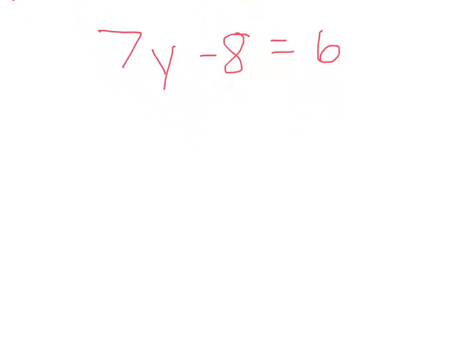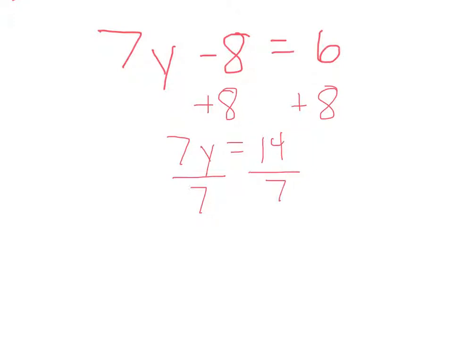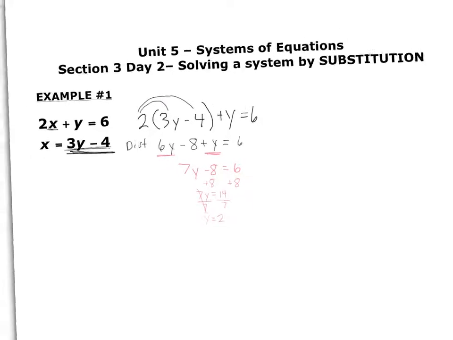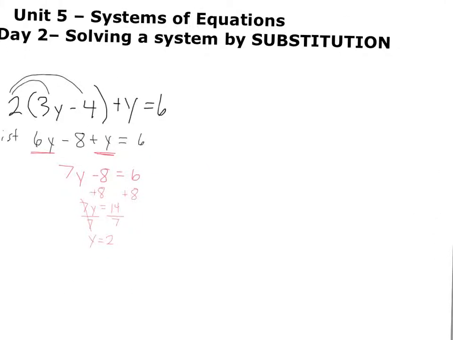Okay, so once you do those 2 steps, then you have to undo subtraction with addition. And that gives us 7y equals 14. And last step, undo multiplication with division. The 7's cancel out, and then y gives us 2. Okay, so we have found the first part of our ordered pair solution. Okay, so our x, y, we have found our y, and we know it to be 2.